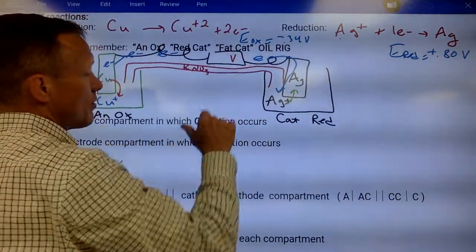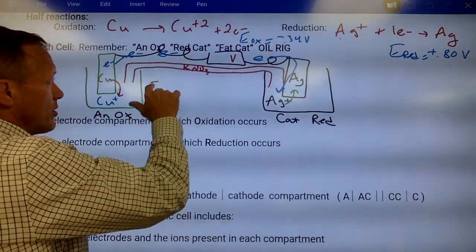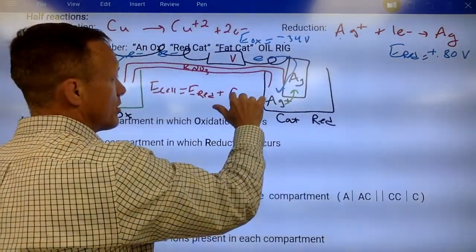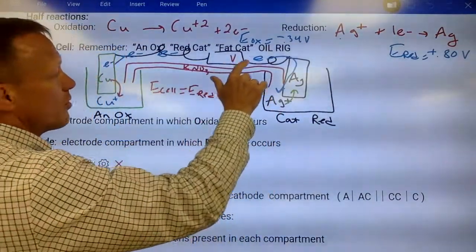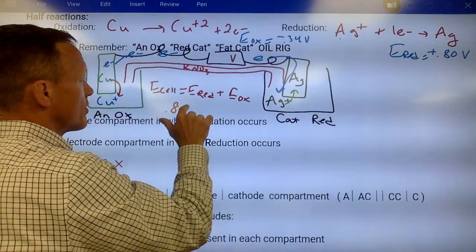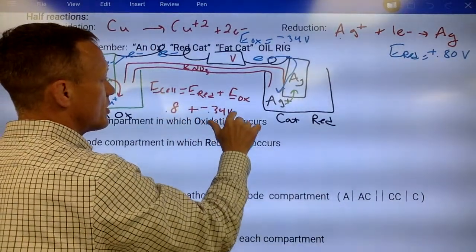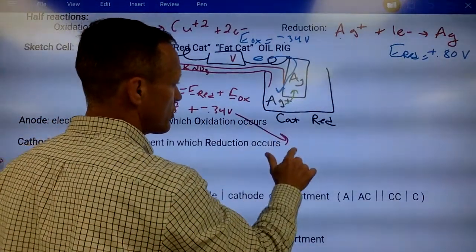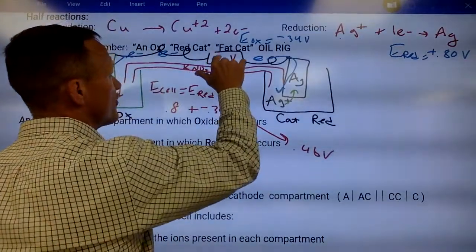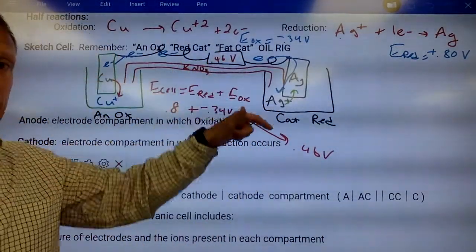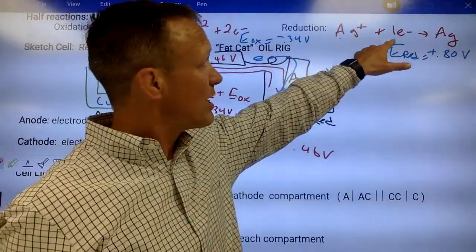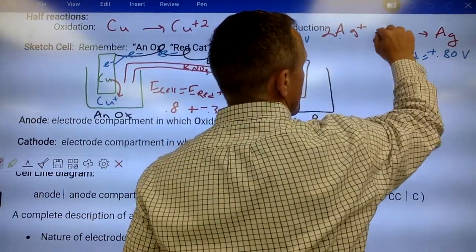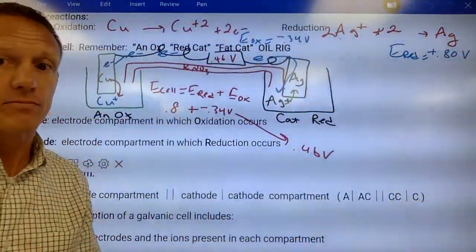Our voltage of our cell, the cell voltage, is equal to the reduction potential plus the oxidation potential. So our reduction potential would be 0.8 volts plus a negative 0.34 volts. So 0.46 volts is our cell potential. This is 0.46 volts, what our voltmeter would read. That's the voltage going across this wire. The number of electrons in here does not matter. Even if this is a 2 in there, that potential stays the same, just so you know.